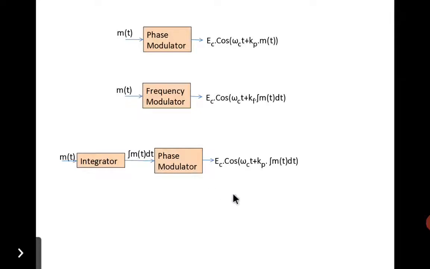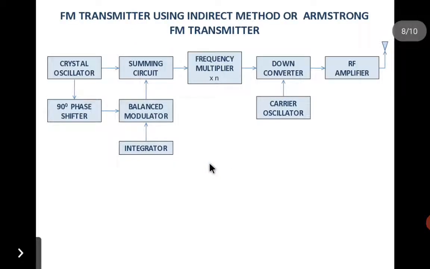So to obtain an FM wave using a phase modulator, a message signal should be given to an integrator first, and the output of the integrator, that is the integral of m(t), should be given to the phase modulator. So the output of the phase modulator will be an FM signal. This is our main motto in the indirect method. Now the figure shows the block diagram of FM transmitter using indirect or Armstrong method.